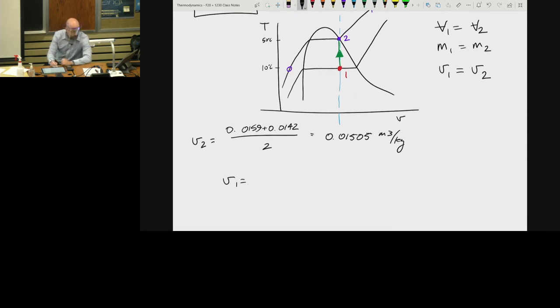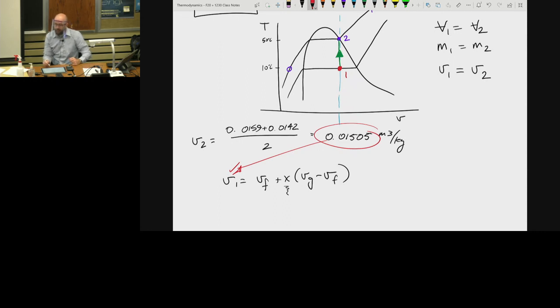V1 is equal to VF plus X times VG minus VF. Okay, and I'm going to have to solve for X. All right, I know what V1 is. V1 is equal to V2, so I know what that is. I had to find my VF and my VG.